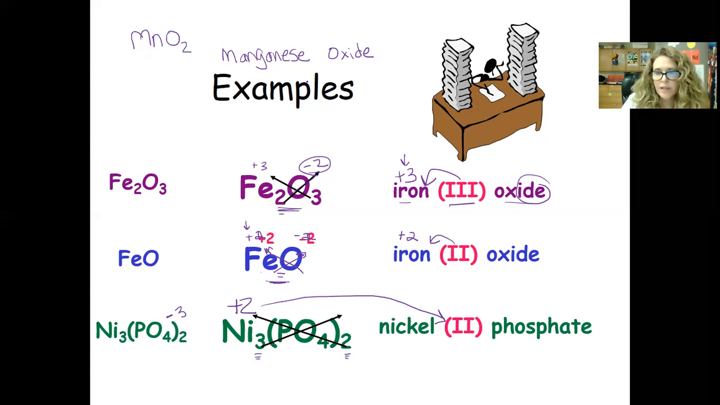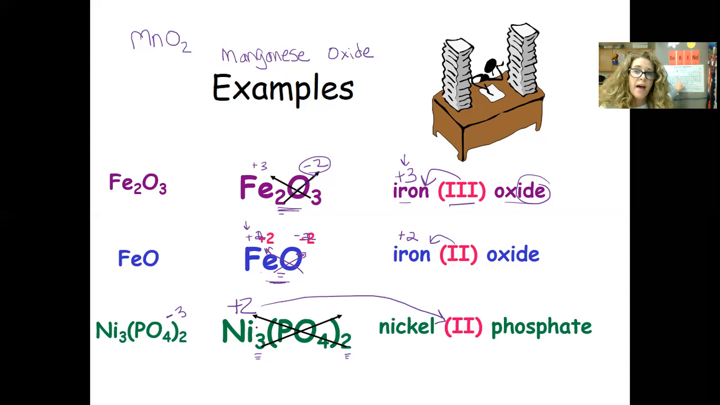Now, not every single element is going to need a Roman numeral. So this is where you have to decide, how well do you know your chemistry? Does this manganese need a Roman numeral? Check your periodic table. Look at the location of manganese. Manganese is right here, smack dab in the middle of the transition metal neighborhood, and it's got 4 different charges listed. Don't just pick one.